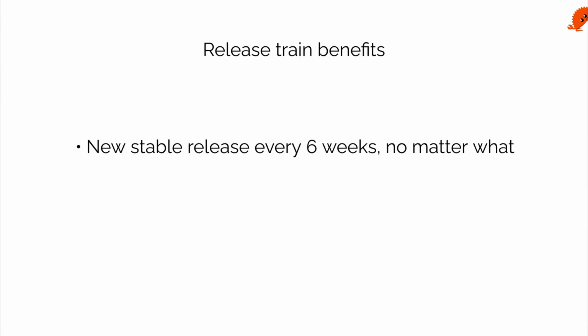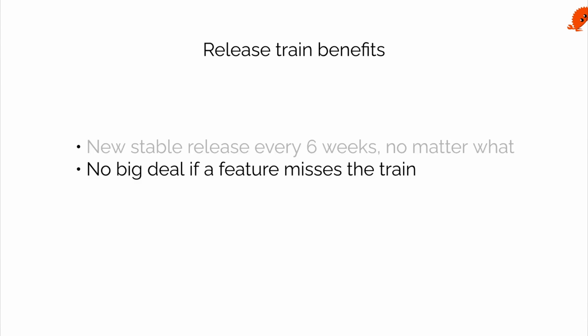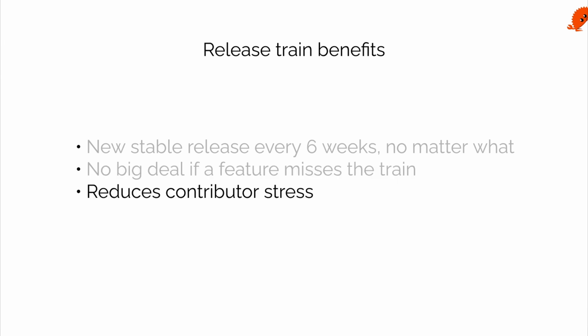This has a couple of benefits because it's very predictable, right? We have a new stable release every 6 weeks. And the great thing about it is that it's not a big deal if you miss a release, right? If you really want to land something in Rust 1.92 and you try hard to do it, and you don't make it in time, it's no big deal. You just wait 6 weeks and you have another attempt, right? So this actually reduces the stress for contributors because there are essentially no artificial deadlines for landing usual stuff in Rust.